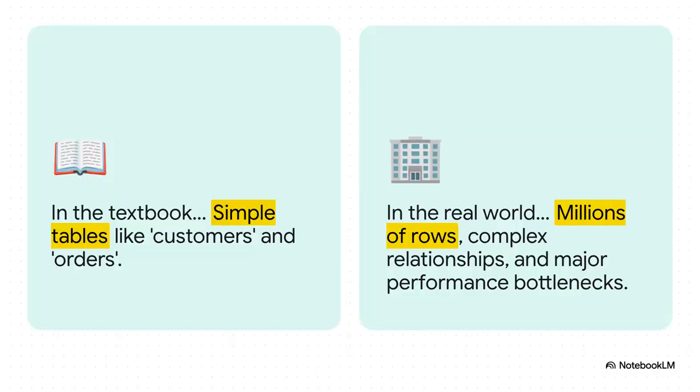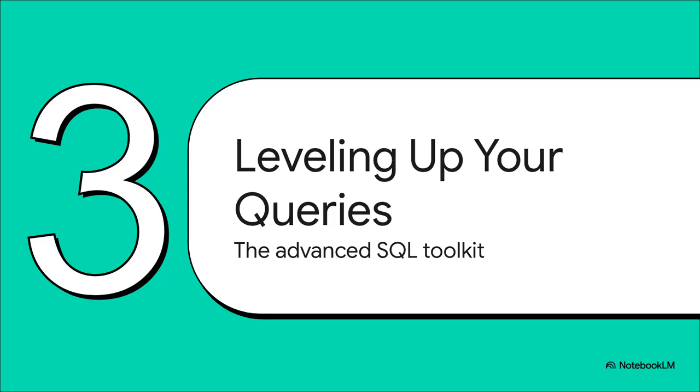So you've got this massive divide. In the textbook, everything is clean and simple. In the real world, you're wrestling with millions, sometimes billions of rows, incredibly complex relationships, and queries that can bring a whole system to its knees if you're not careful. So, what do we do about it? How do you cross that chasm? Well, you've got to level up your queries, and that means opening up the Advanced SQL Toolkit.